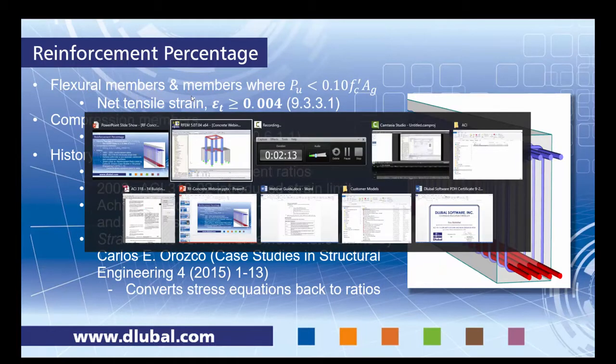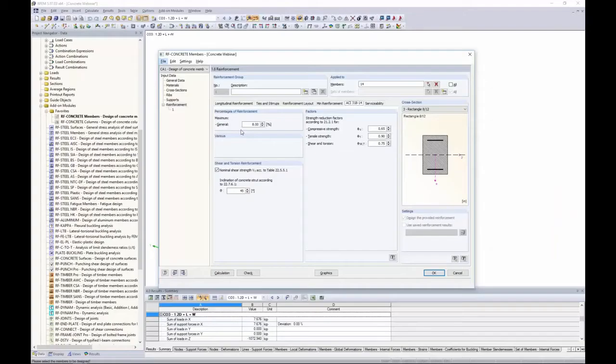With that, we can jump back to our RFEM. Back in RFEM, we do have this set at 8%, but keep in mind, according to the code for our flexural members, we need to check our tensile strain after our analysis because realistically, this is irrelevant if we are not meeting the code requirements for the tensile strain.